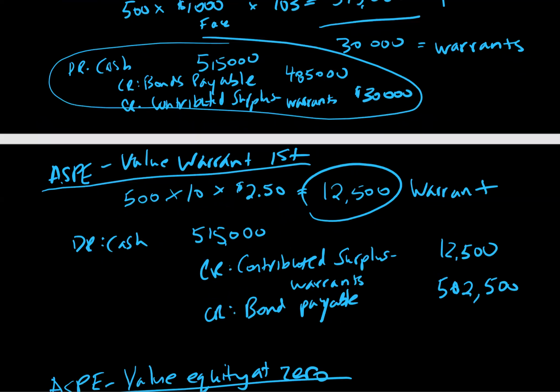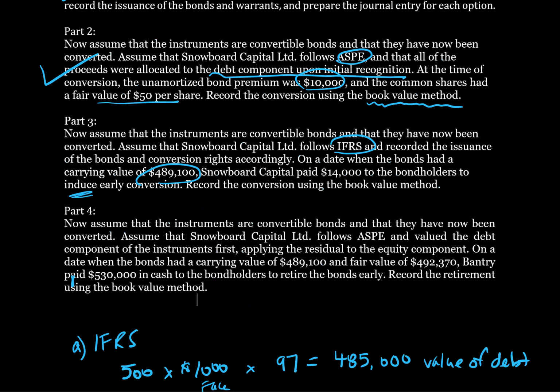All right, let's scroll back up. Okay, so now we've done part 3. Part 4. Now assume that the instruments are convertible bonds and that they have now been converted. Assume that Snowboard Capital follows ASPI and valued the debt component first, applying the residual to the equity component.